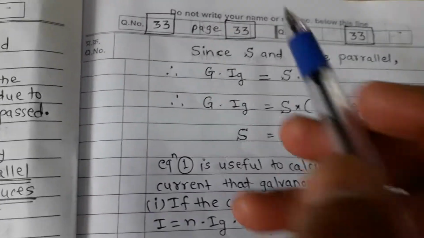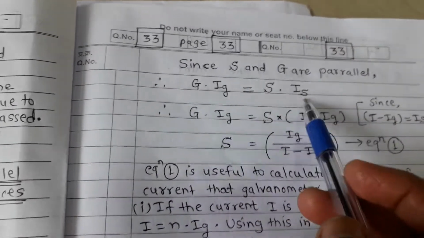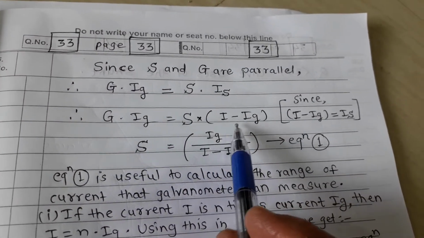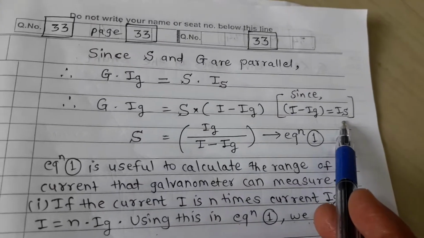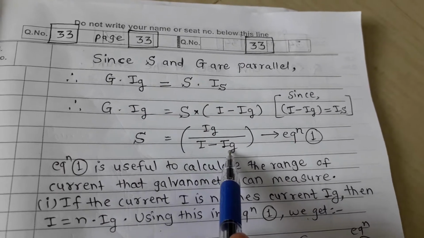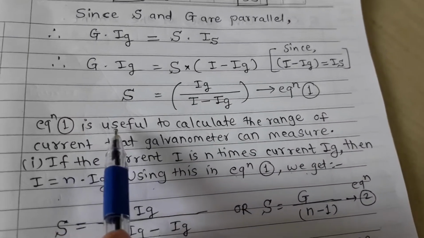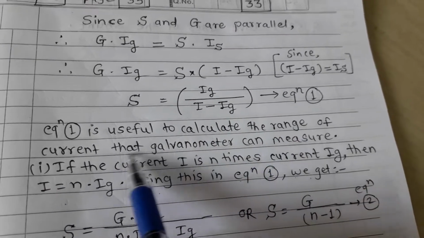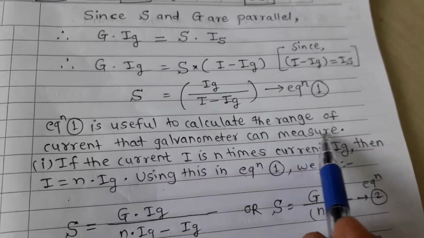Since S and G are in parallel, G into Ig is equal to S into Is. Therefore, G into Ig is equal to S into (I minus Ig), since I minus Ig is equal to Is. Therefore, S is equal to G Ig divided by (I minus Ig), equation number 1. Equation 1 is useful to calculate the range of the current that the galvanometer can measure.